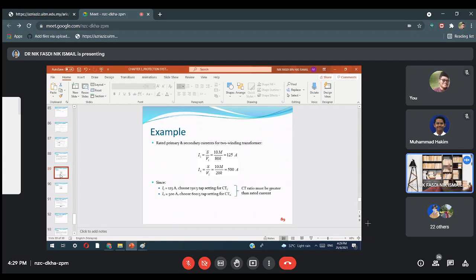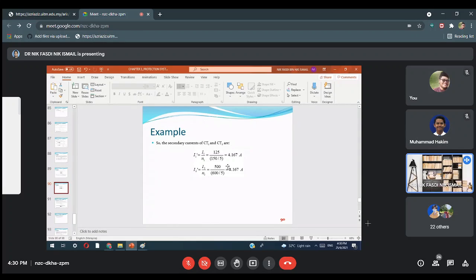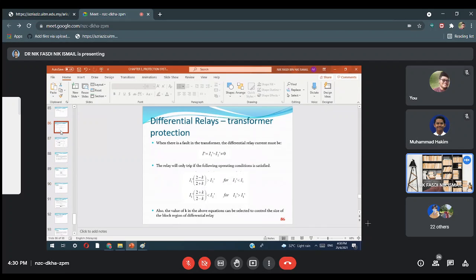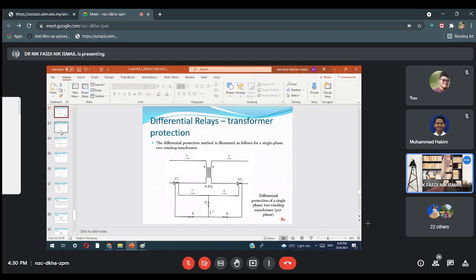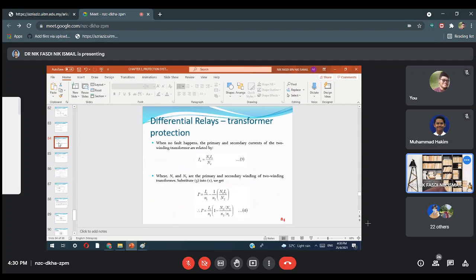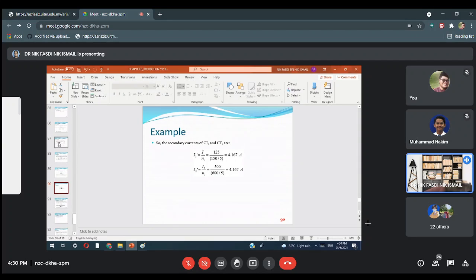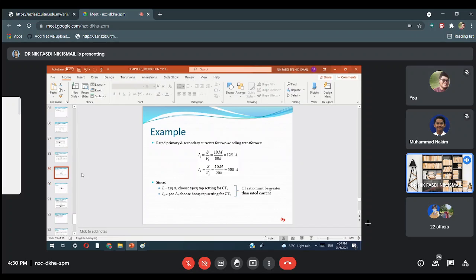So then the next one, it asks to find the mismatch. If we do the calculation to determine I1 prime and I2 prime, where is this? This I1 prime and I2 prime is basically the current that flows inside the current transformer. Going back to the original, what you calculated earlier was the secondary and primary, but this one is this one and this one. Based on the CT ratio that we choose from the table, we can get the value of I1 prime as 125 divided by 150 over 5. Why? Because we choose 150 over 5.